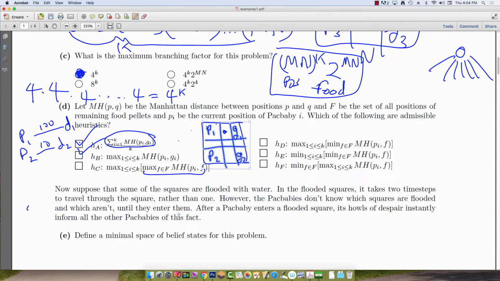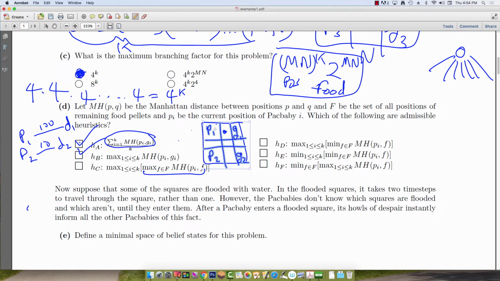Let's go ahead and move on to part D. So part D is very similar. Instead of looking at the max on the inside, there's going to be a minimum on the inside instead of a maximum. So now instead of taking a look at the farthest food from every Pac-Man, we're going to be looking at the closest food to every Pac-Man.